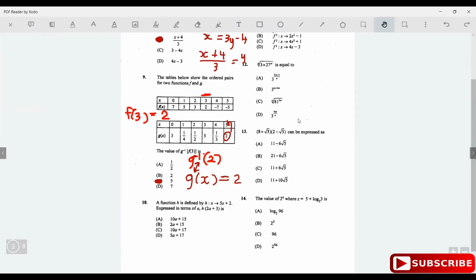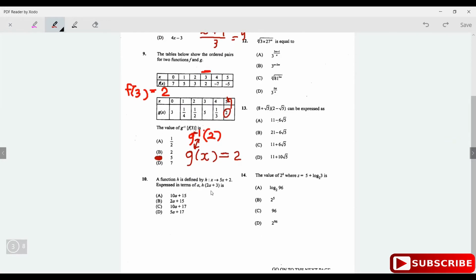Moving along, question 10. Question 10 says that a function h is defined by h of x is 5x plus 2. Express in terms of a, h of 2a plus 3. So we want to find h of 2a plus 3. So we're going to replace x right here with 2a plus 3. So we're going to get 5 times 2a plus 3.